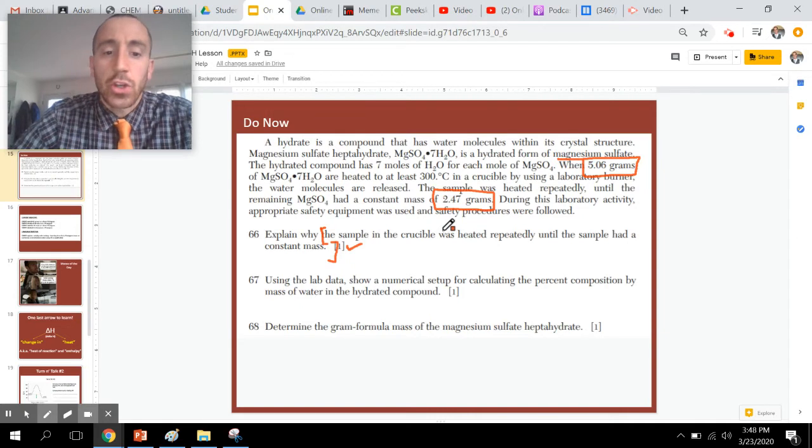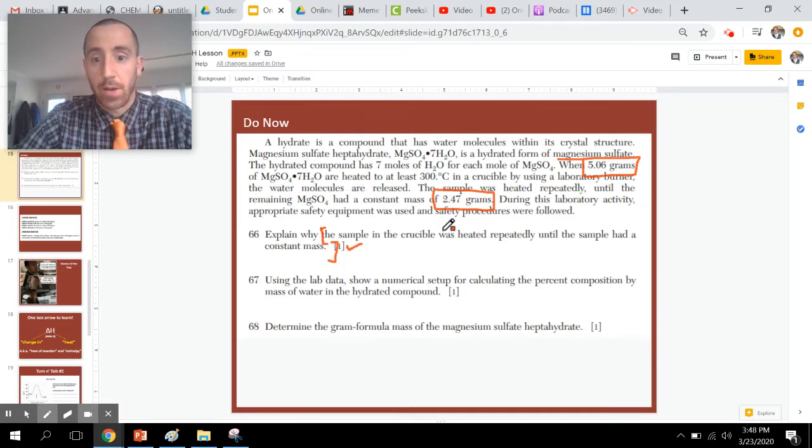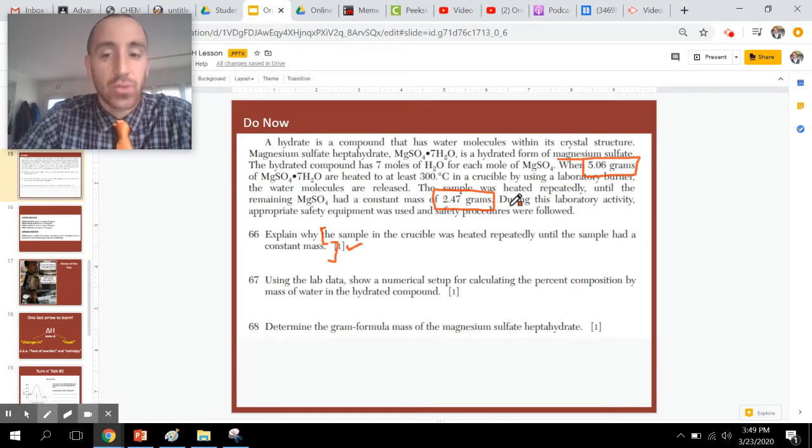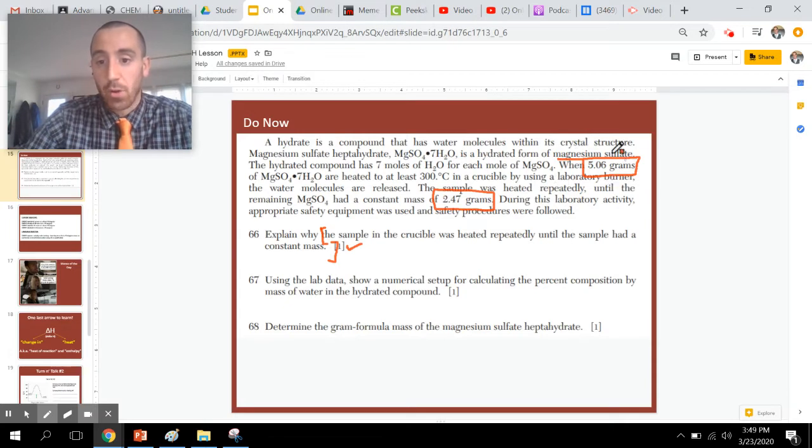Number 67, using the lab data, show a numerical setup for calculating the percent composition by mass of water in the hydrated compound. Well, just like the lab, the mass of the whole thing, the hydrated compound, including MgSO4 and water, was 5.06. After you heated it repeatedly and you only have 2.47 grams left, that's the anhydrous compound. That means we've gotten rid of the water. So this is the mass of the whole thing, and this is the mass of the magnesium sulfate.